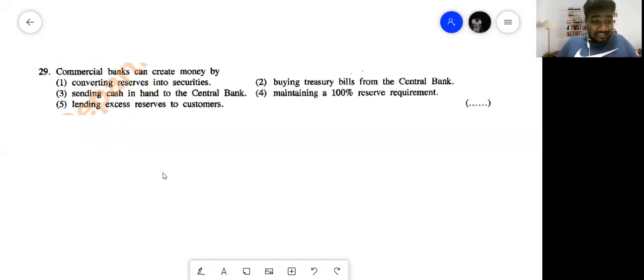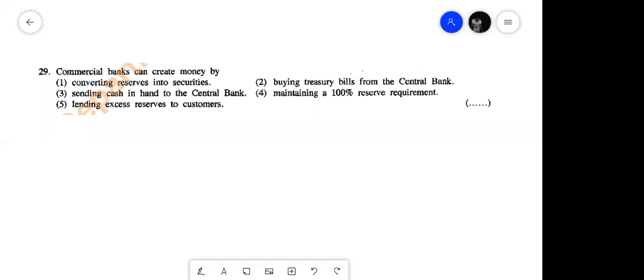Commercial banks can create money. How can they create money? It's a very basic question. Answers? 1, 2, 3, 4, 5. Converting reserves into securities, buying treasury bills, sending cash in hand to central bank, maintaining 100% reserve requirement, lending excess reserves to customers.